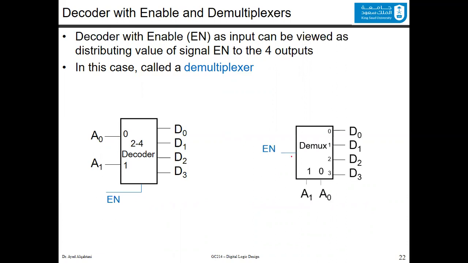You can see that this demux has the enable. The enable now is here. And these 2 lines, the address lines, will be here. Now the naming will be different. This would be the input. And this would be the selectors. But we will show this in more detail when we talk about the multiplexer and the demultiplexers later.